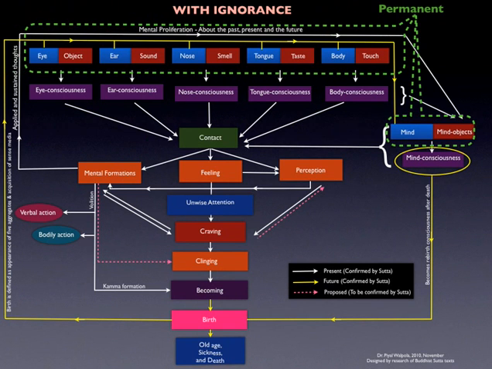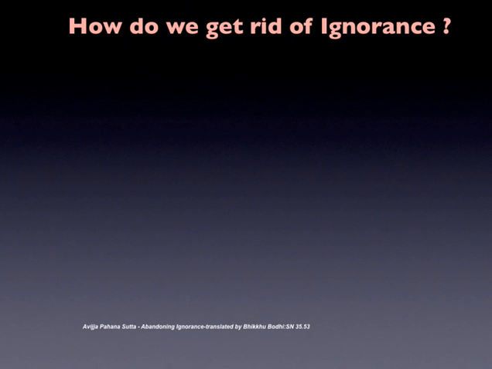Now it all starts with ignorance. We see everything as permanent. For example, the eye and the object, ear and sound, nose and smell, tongue and taste, body and touch, mind and mind objects, we all see as permanent. And because of our unwise attention or distorted perception, we see everything as permanent, satisfactory, and self. And there arises craving, clinging, becoming, birth, and eventually we end up in old age, sickness, and death. So, how do we get rid of ignorance?